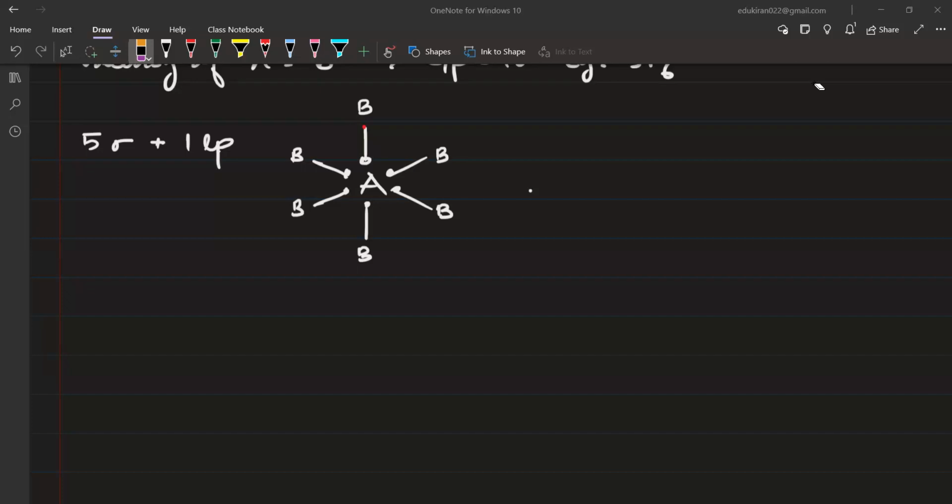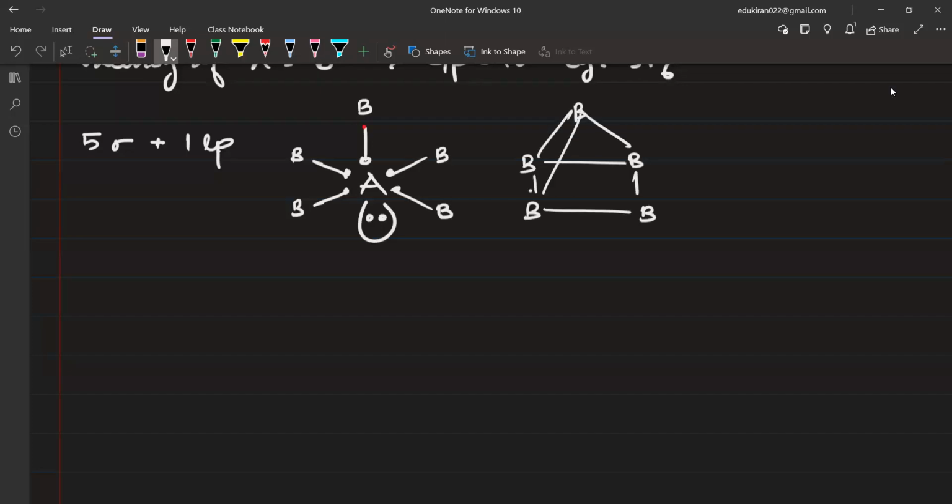The steric number is still 6. Now, since all of these bonds are the same, I can remove any one of the bonds and put the lone pair here. This is my lone pair. Now if you look at the structure, the shape is something like this. We have 4 B atoms and 1 B atom here. So we can make a square pyramidal.